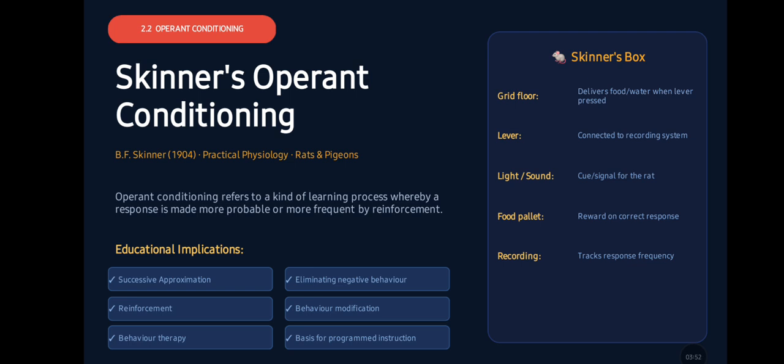Skinner's box: the grid floor delivers food and water when the lever is pressed. The lever is connected to a recording system. Light or sound is the cue signal for the rat. The food pellet is the reward on correct response. Recording tracks response frequency.